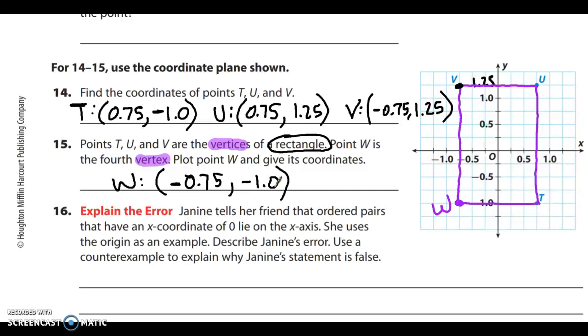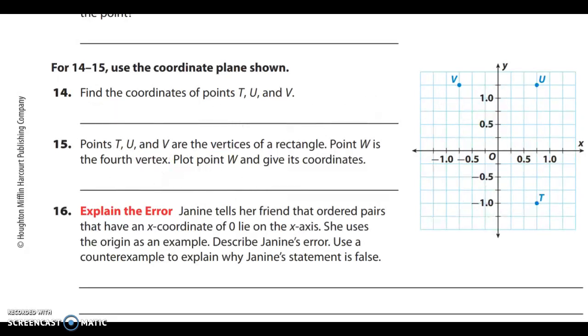All right, we are on number 16. Number 16 is explain the error. Janine tells her friend that ordered pairs that have an x-coordinate of 0 lie on the x-axis. She uses the origin as an example. Describe Janine's error and use a counterexample to explain why Janine's statement is false. Now you might look at that and think, oh no, she's right, but I want to show you why she's not.